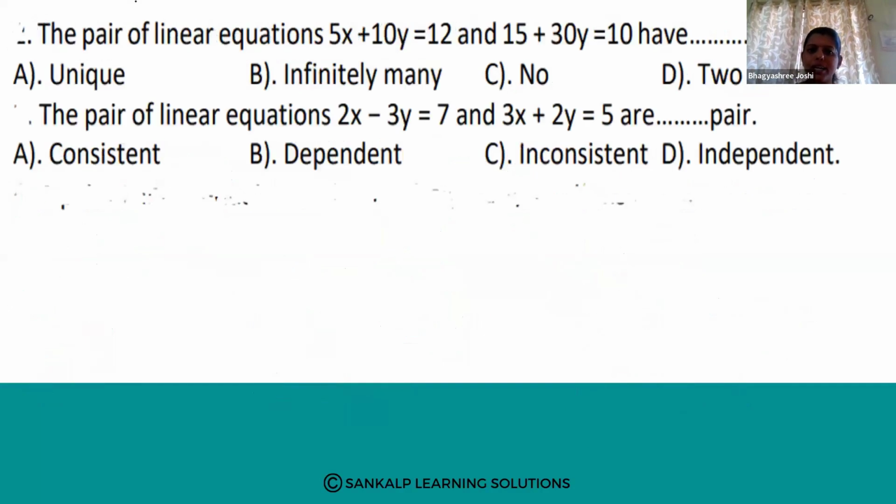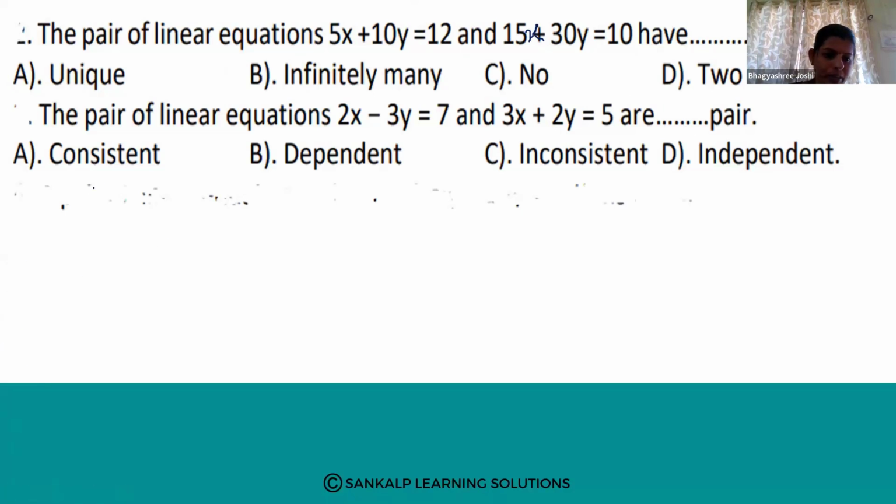The pair of linear equations 5x plus 10y is equal to 12, 15x plus 30y is equal to 10 have dash solutions. Which type of solutions is it? Means how many solutions it has. Whether they have unique solutions, or infinitely many solutions, or two solutions, or no solutions.